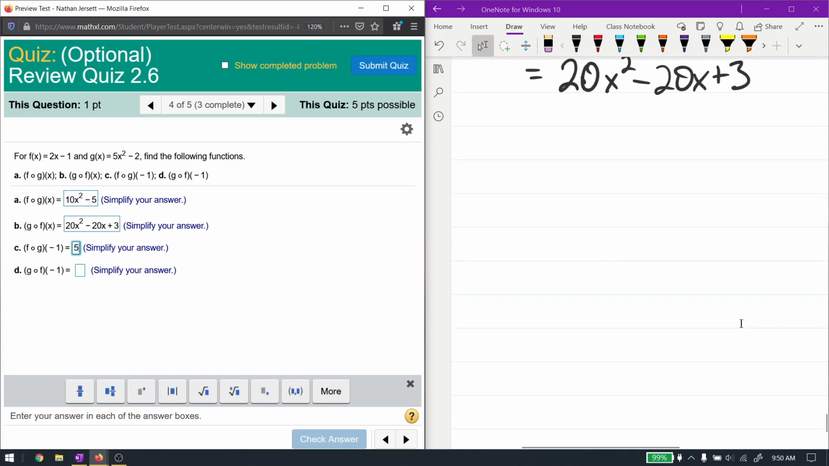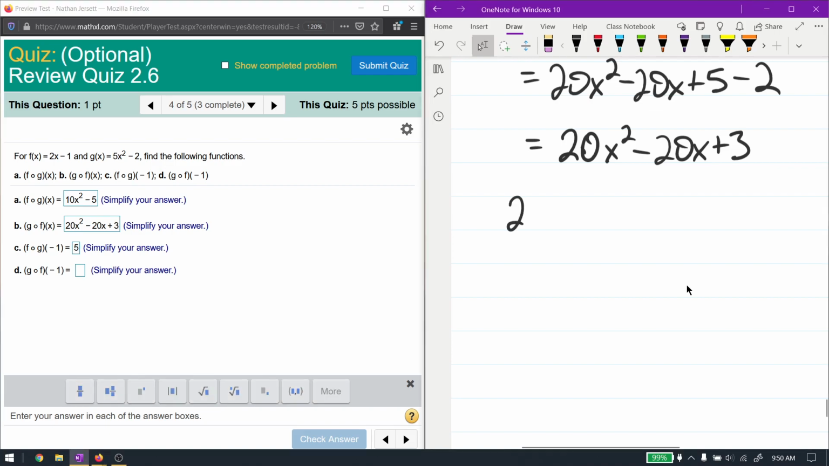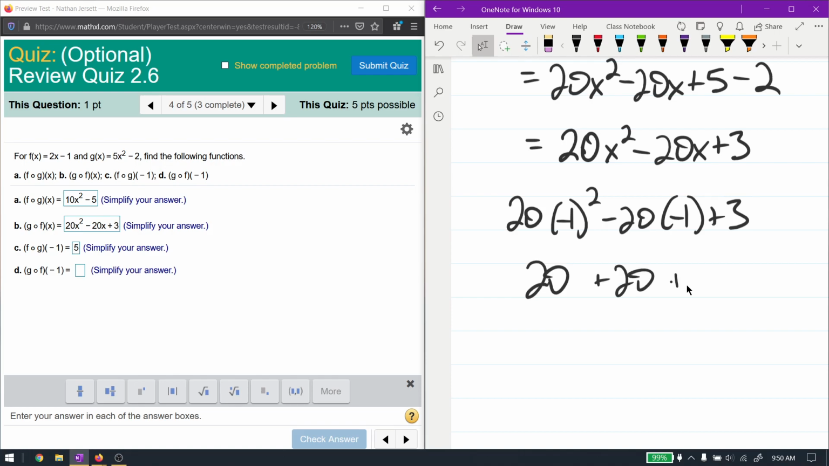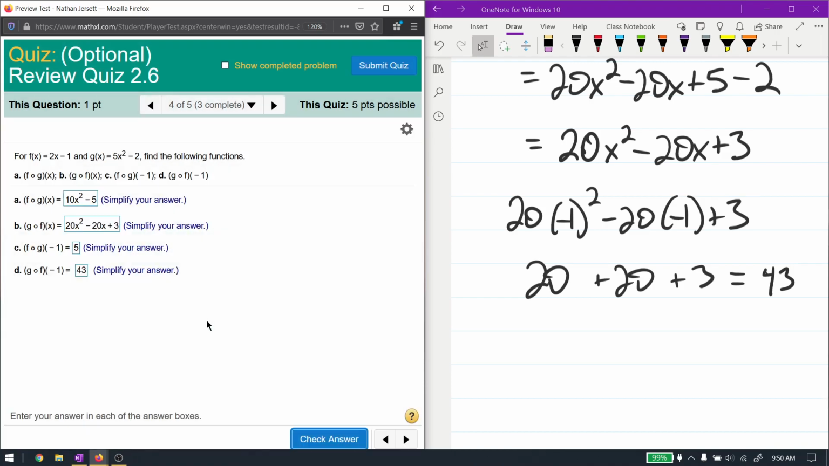The second one, just plug -1 into here. -1 squared is 1, so 20 times 1 is 20. -20 times -1 is positive 20, and plus 3. That's just 43. And that's all correct. So composition like this is just plug a function into the other function and vice versa. And then in this case, they wanted actual numbers plugged in as well.